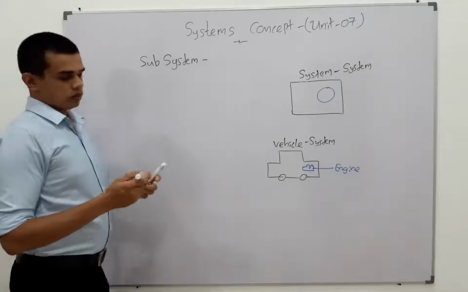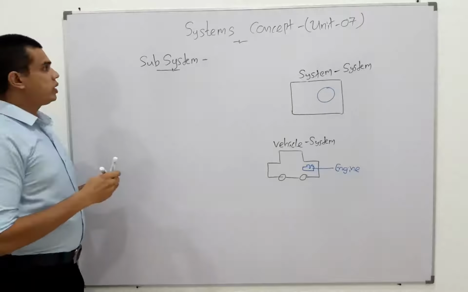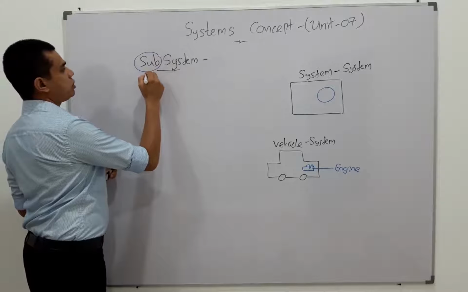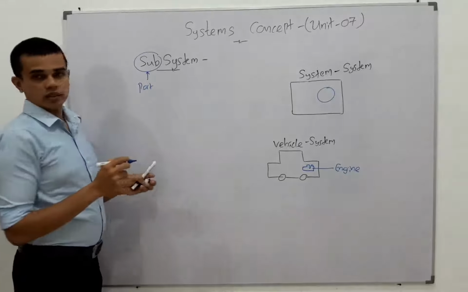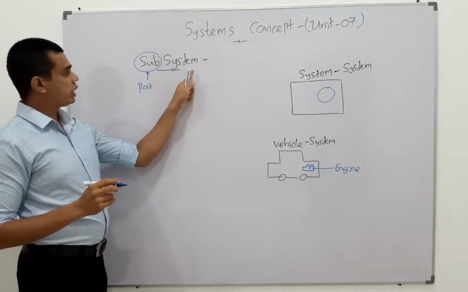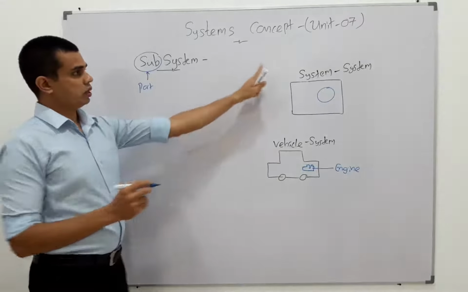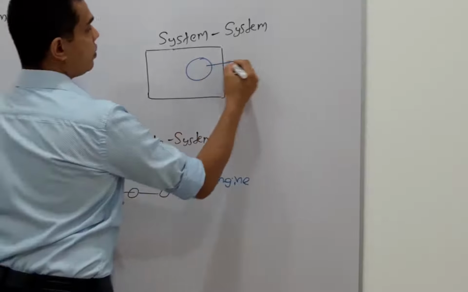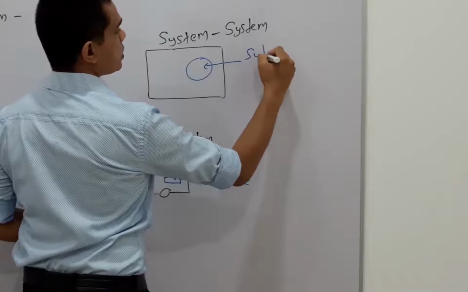Now we see what a subsystem is. We know the prefix sub. What is the meaning of sub? Sub means part, a section. A subsystem is a part of the main system. We have the main system going on, and inside that we are going to have another system, which is called a subsystem.